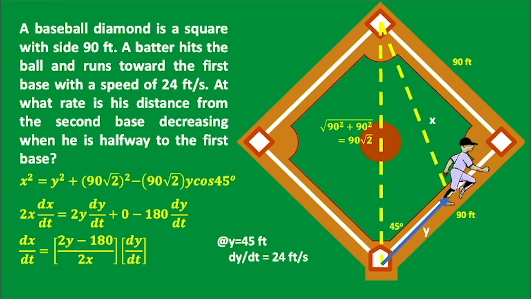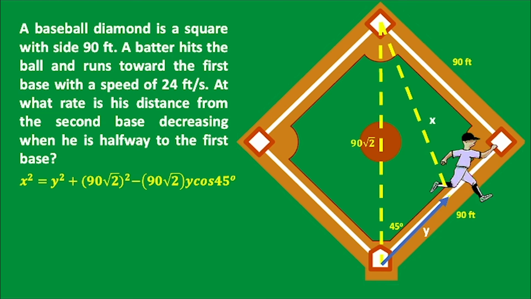With only x as the remaining variable, its value can be solved using the same equation with the cosine law. But we need the value of y to be substituted here so that the only variable remaining is x. And the value of y is, again, 45 feet. With the value of y given, our x is equivalent to 45 square root of 5 feet.